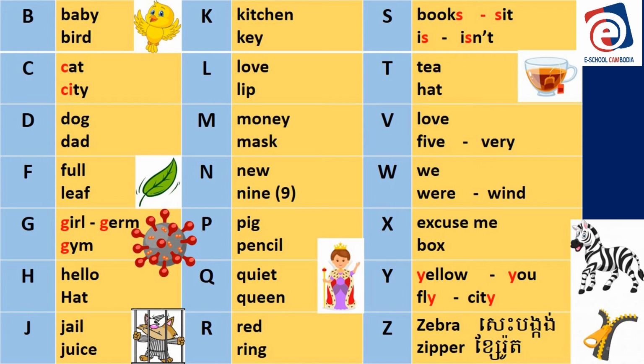X. X takes the sound of K and S, and we blend it together. That's how we say the sound of X. Excuse me. Box. You make the sound of the K and the S. Y, yellow. Y, fly. City. Z, zebra. Zipper. And so these are the sounds of the consonants in the English alphabet.